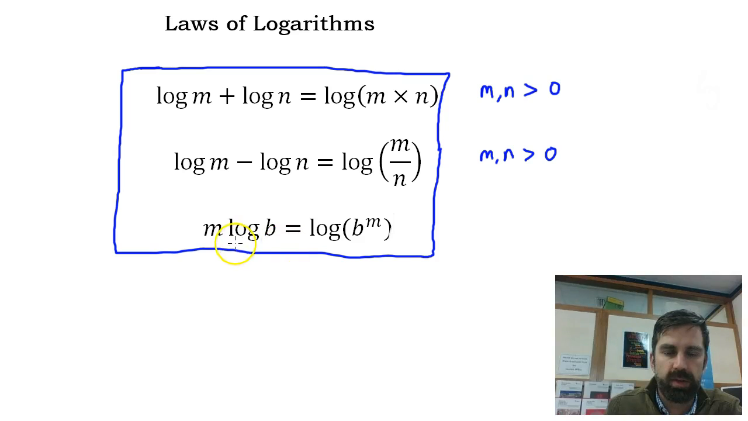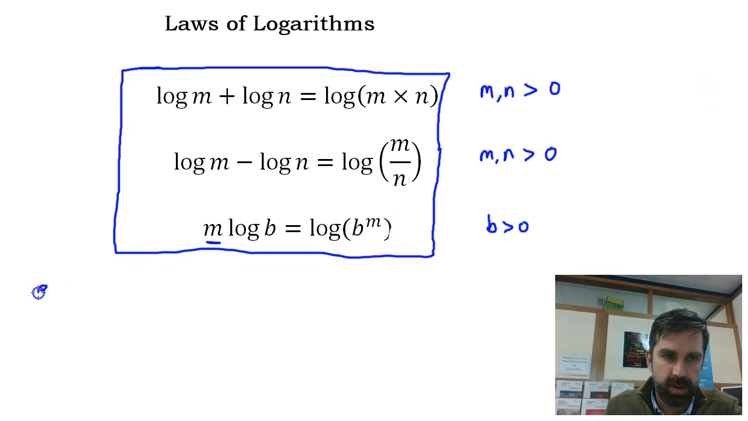And then the final log law says that if you've got some value m, and we multiply it by log of b, so b is just some other number, then that's actually equal to the log of b raised to the power m. And in this case, b has to be greater than 0. But m can be negative in this case. So what this means is that when we've got log functions, we can sometimes play around with them to make them sort of simpler or show that they mean different things.